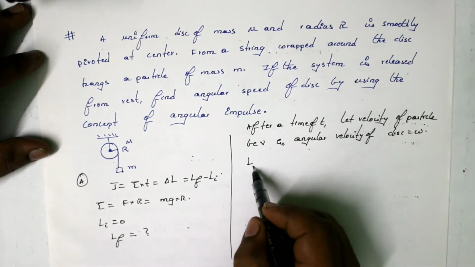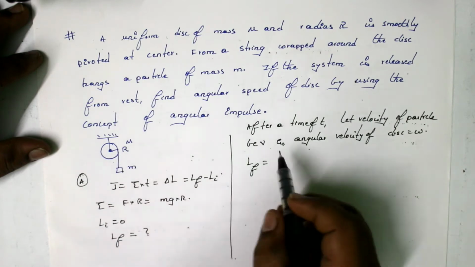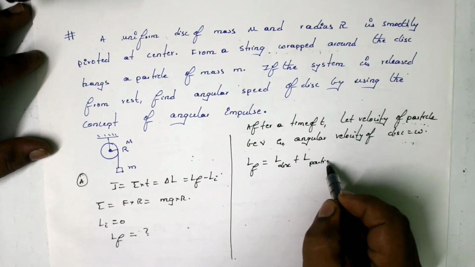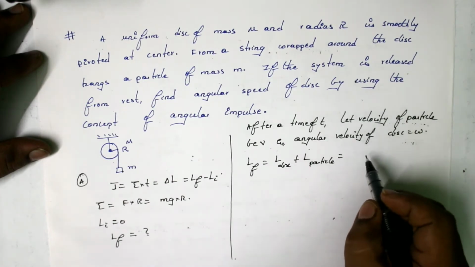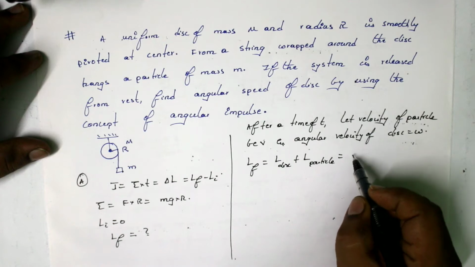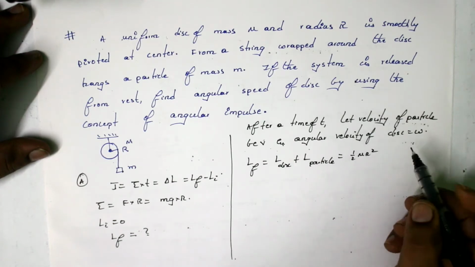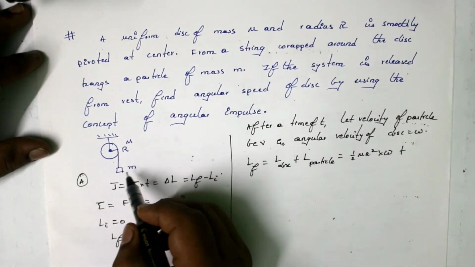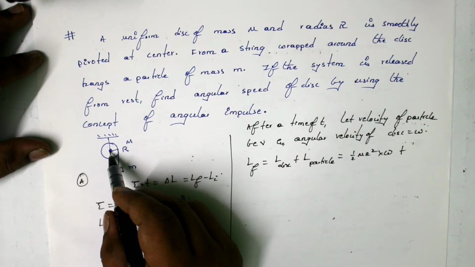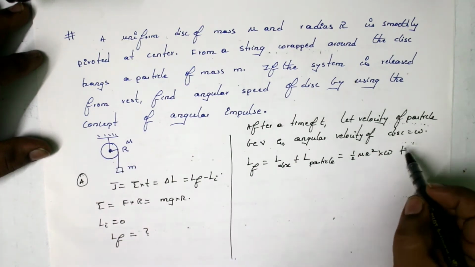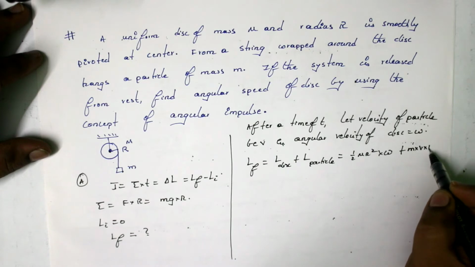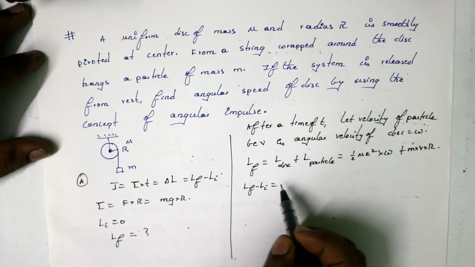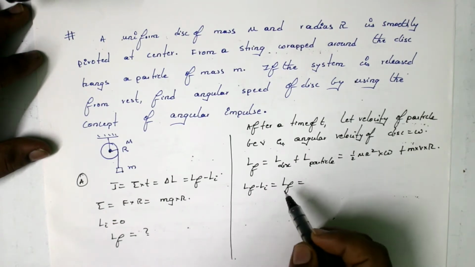So therefore final angular momentum can be written as angular momentum of disk plus angular momentum of the particle. So angular momentum of a disk is I into omega. So I value is half mr square for a disk, and angular velocity is omega. Angular momentum of the particle is mv into r. From this axis of rotation, it is at a distance of r. So m into v into r. So this L final minus L initial is equals to L final only, because L initial is 0.